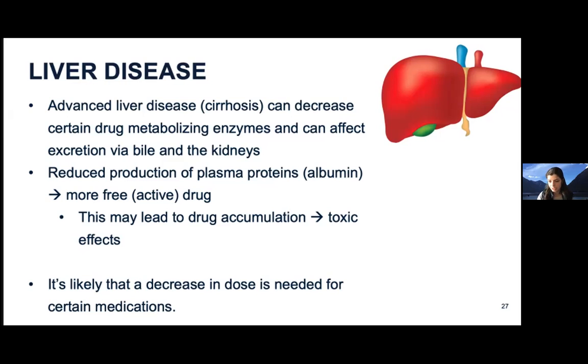And as well, liver disease in its more advanced stages, so cirrhosis essentially, has the potential to affect drug metabolism and excretion. There are a variety of different reasons for why this is the case, but it appears that advanced liver disease may decrease certain drug metabolizing enzymes. There can also be downstream effects with drug excretion into the bile as well as the kidneys. And so typically you'll be prescribed less drug if you have severe liver disease because there's the risk of drug accumulation due to slower metabolism.